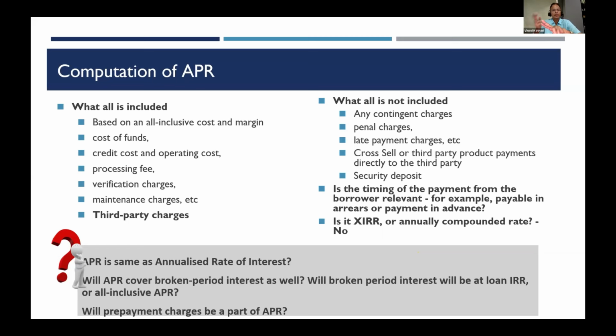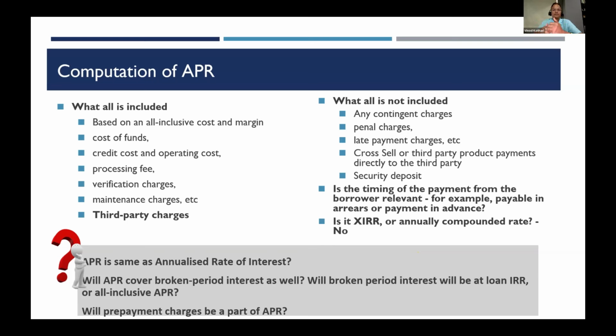Third-party charges will be part of APR, even if they're collected not on actual basis. Third-party charges will be part of APR all the more when, or even if, they're collected on actual basis as well, whether on actuals or not on actuals. If the lender is collecting them, they will be a part of APR.